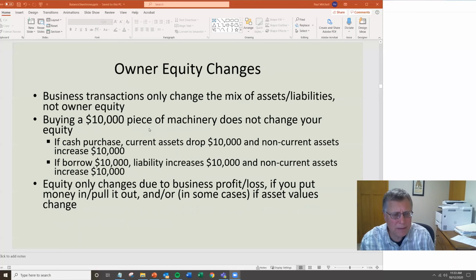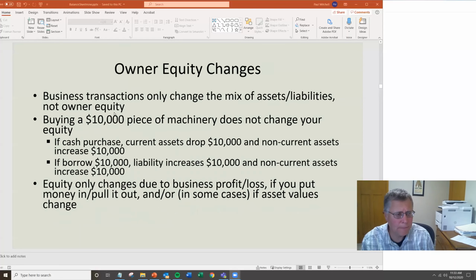The last thing, like I said, part of this is I really want people to understand equity and what changes equity. So business transactions really only change the mix of assets and liabilities, not the equity. What you do when you have a business transaction, you shift the liabilities and assets around, but you don't change the equity part down here at the bottom.